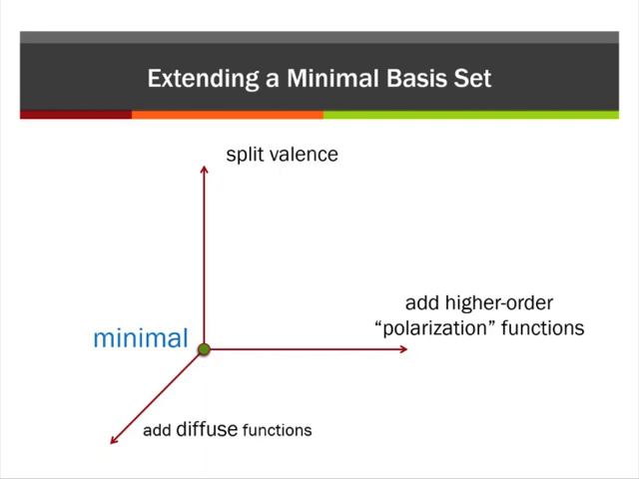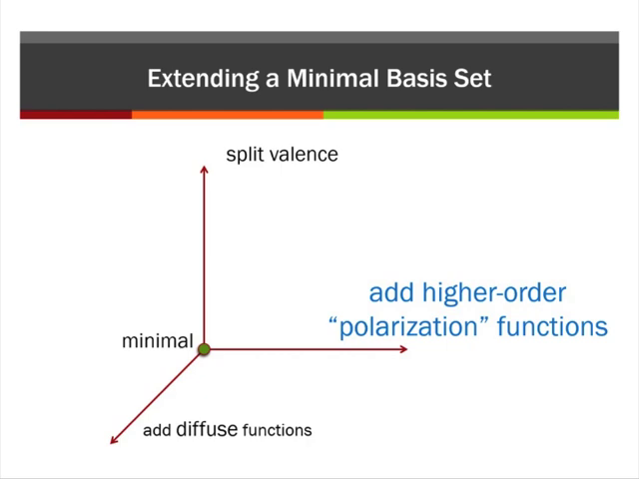I can take the minimal one, which, in the case of carbon, has a 1s function, a 2s function, and a set of 2p functions. I can take that and I can double it. I can say, well, I've got two 2s functions, two 2p functions, or triple it, et cetera, et cetera. That's called splitting. I can add functions that are higher order. So if I have a p function, I can add some d functions.